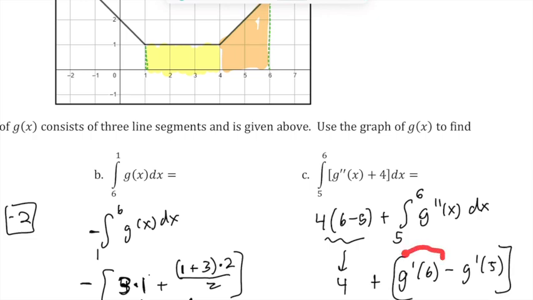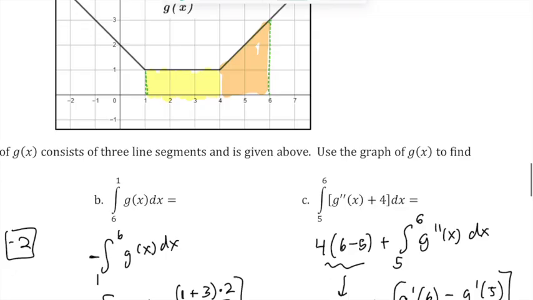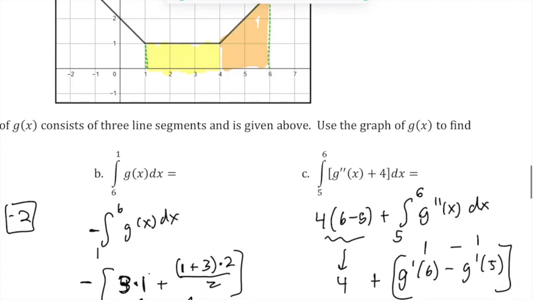And so this is the slope of the tangent line at 6. If I come up here and I look at 6, that's here. The slope of this line is going to be 1. And then the slope of the line at 5, which is here, which is also 1. The slope of this line is 1. So this is going to be 4 plus 0, which is just 4.